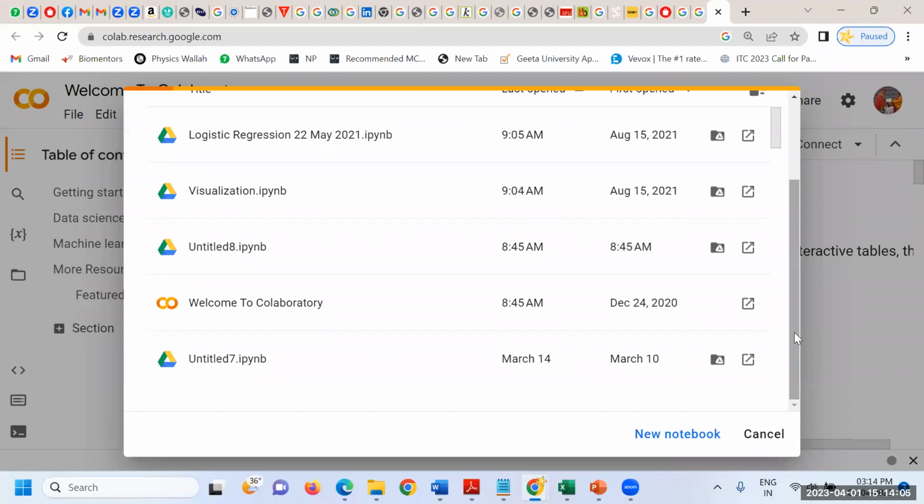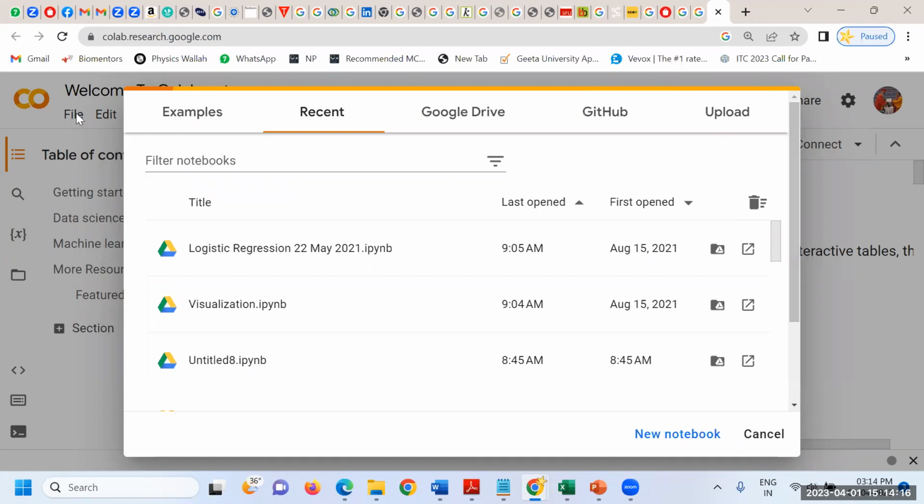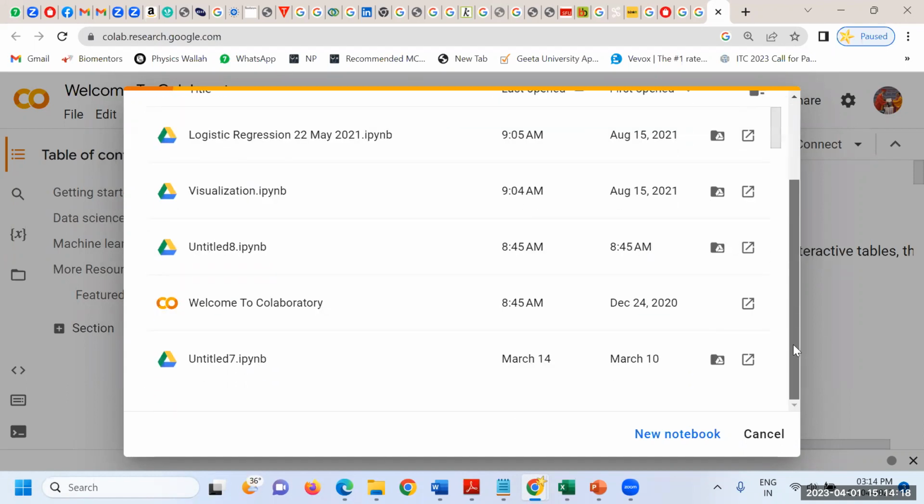Like pip install matplotlib, pip install numpy, pip install pandas. You're not supposed to go for this. By default, it is there because it is on the cloud. So this is your Google Colab, isn't it? So I'm going to go for new notebook, the new one. So I think you got the point.